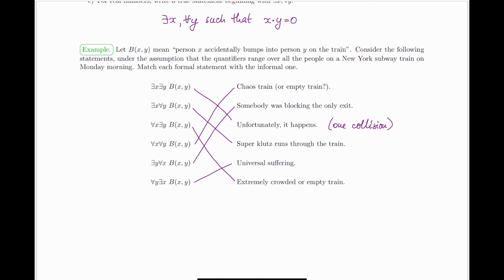I recommend that you take a look at these and compare what you think is the case to what I have identified as the case. And in particular, maybe focus on things like chaos train versus this last, what I called universal suffering train. Universal suffering because it's like no matter who you are, somebody would have bumped into you. So you sort of had no choice. There was no way you were going to go out of the train without any bruises, right? But how are these two different? And how does the order, once again, of the quantifiers affect the outcome? Take a look at this. Multiple quantifiers require multiple practices, so this is a good place to start.